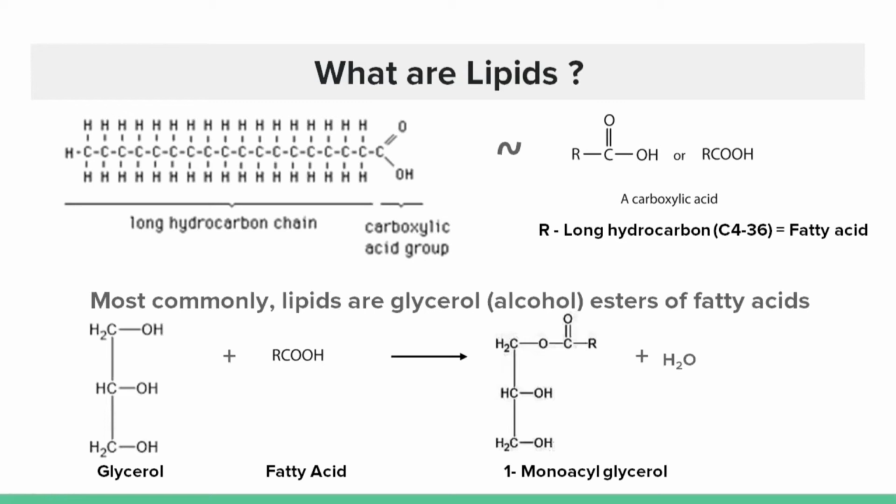Glycerol, when it undergoes reaction with fatty acid, an esterification reaction occurs between the hydroxyl group of glycerol and the carboxylic group of fatty acid. This ester bond establishes between them and the acyl group of fatty acid attaches to glycerol. This is known as monoacyl glycerol. One represents the position of the hydroxyl group on the carbon chain of glycerol where the esterification reaction occurs.